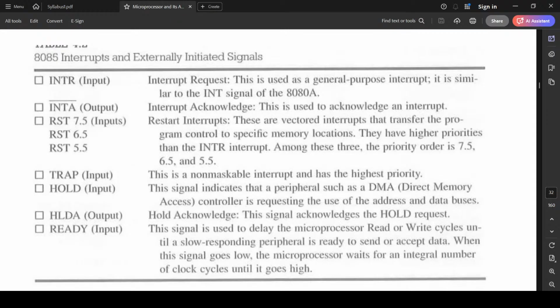What does INTR mean, and what does interrupt mean in this context?